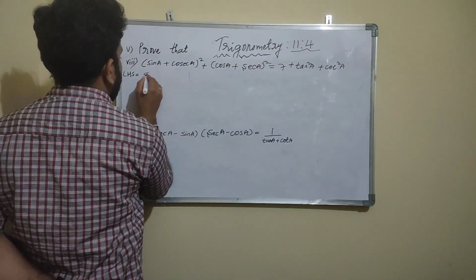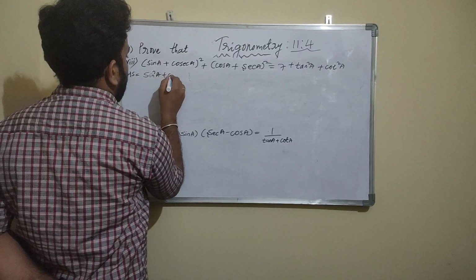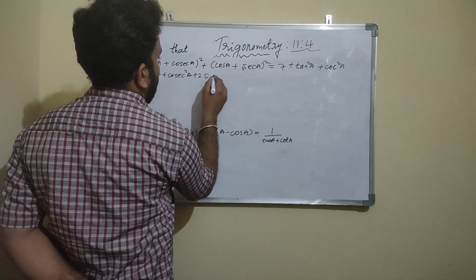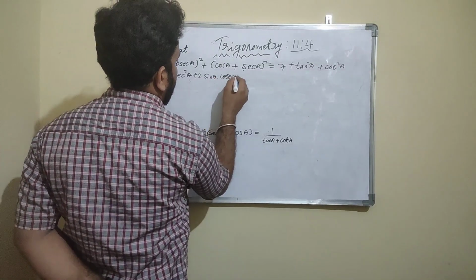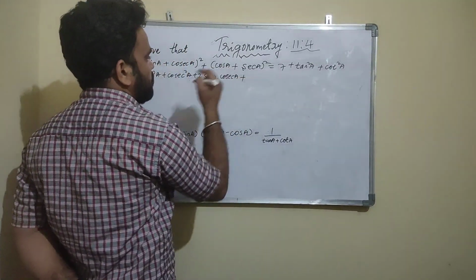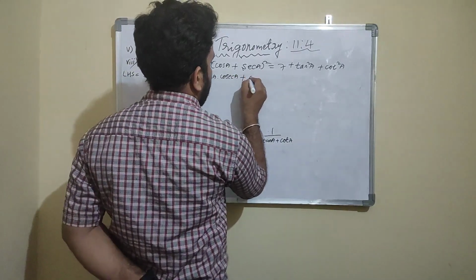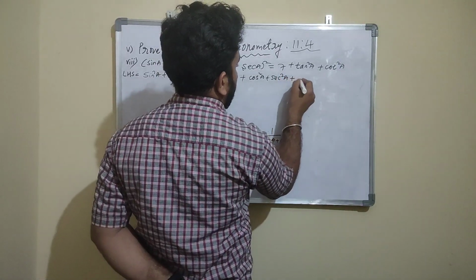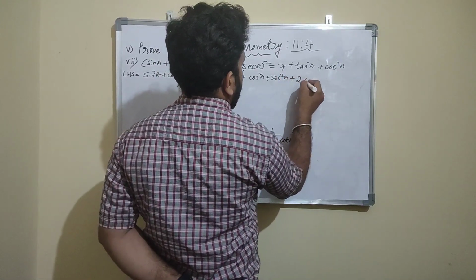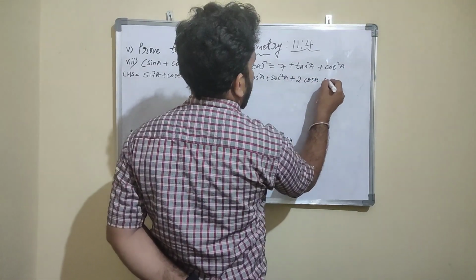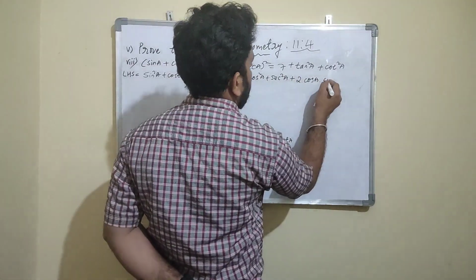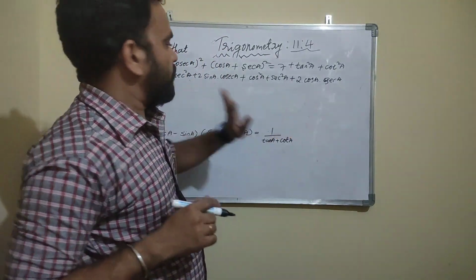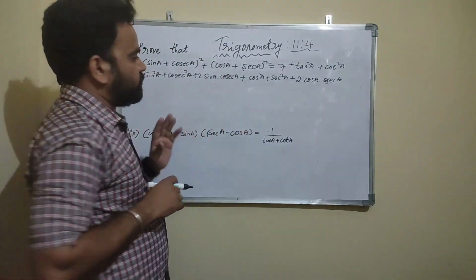The formula (a plus b) whole square is a square plus b square plus 2ab. Plus here also, (a plus b) whole square, that is a square plus b square plus 2ab, cos a into sec a, right? So this is a square plus b square plus 2ab, a square plus b square plus 2ab. So both the formulas I took.